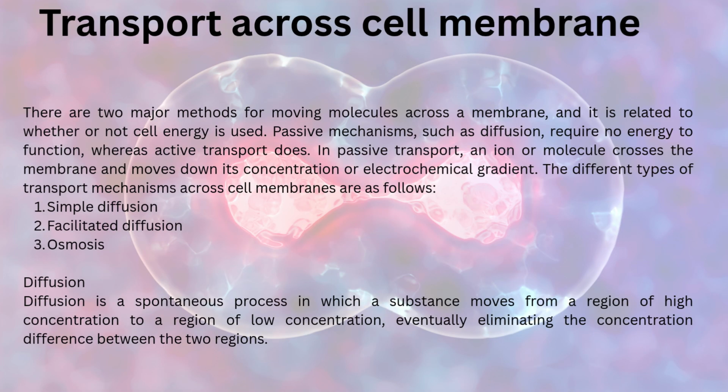There are two major types of membrane transport, that is passive transport and active transport. Passive transport does not require cell energy because substances move naturally from an area of higher concentration to an area of lower concentration. The three main types of passive transport are simple diffusion, facilitated diffusion, and osmosis. Diffusion is the spontaneous movement of molecules from a region of higher concentration to a region of lower concentration until equilibrium is reached.